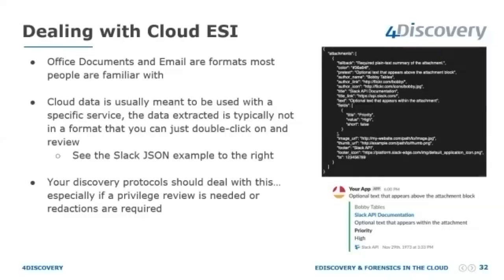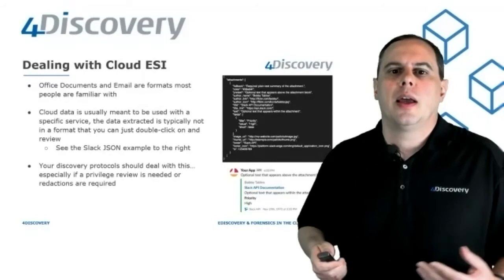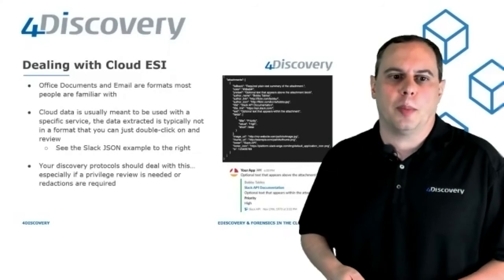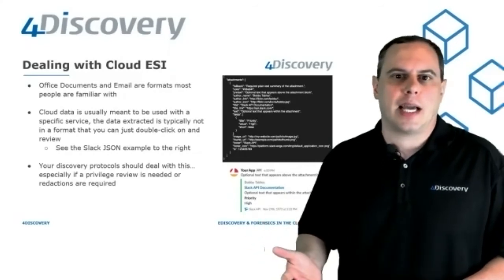So how are you gonna look at all this data? Again, Office documents and email, we're used to dealing with that. The screenshot is what Slack data looks like when it comes back. That's what a JSON file format looks like. And you need to convert that to something readable, like the screenshot below, that looks good, that you can actually use as an exhibit and you can use to filter on. So make sure that your discovery protocols know what type of data is being returned and how you're going to filter, search it, and produce it. So that's actually in a usable format, especially if you have to do a privilege review or apply any redactions to that data.